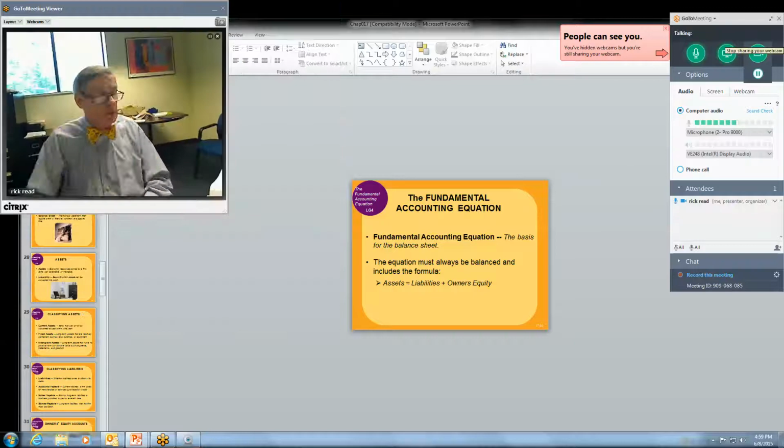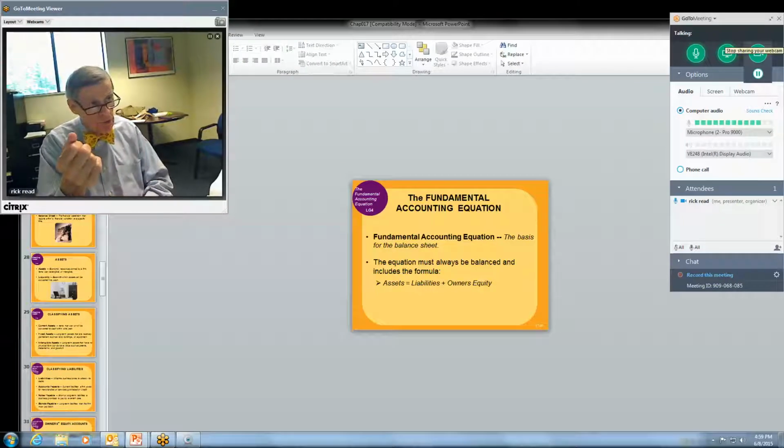Now, this is something that we need to make sure we have in our heads. It's not difficult, but it's something we need to think about, because this is, as it says here on the slide, the fundamental accounting equation. Assets equal liabilities plus the owner's equity. So the equation must always be balanced.